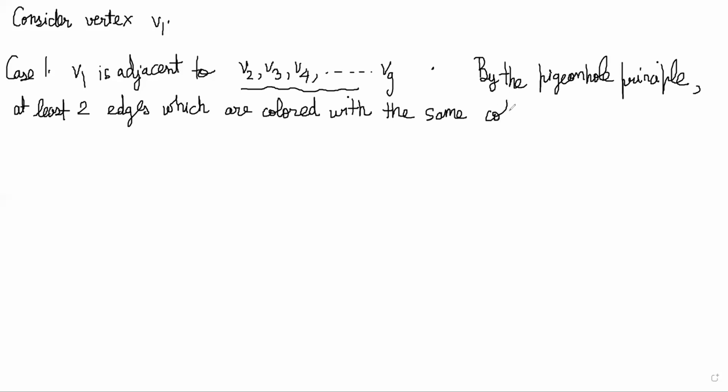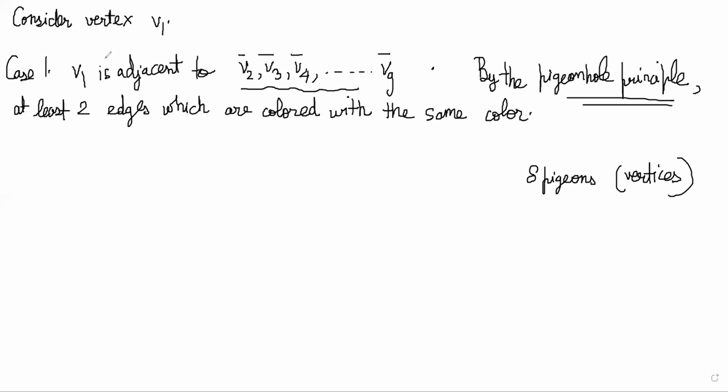Now, if you don't understand this statement, let me explain what the pigeonhole principle is. If there are n pigeons and n minus 1 holes, then one hole has to have two pigeons, right? If you try to fit n pigeons into n minus 1 holes, then one of the holes will have two pigeons. Similarly here, think of the 8 vertices as the pigeons, which have to be fit into 3 colors, right?